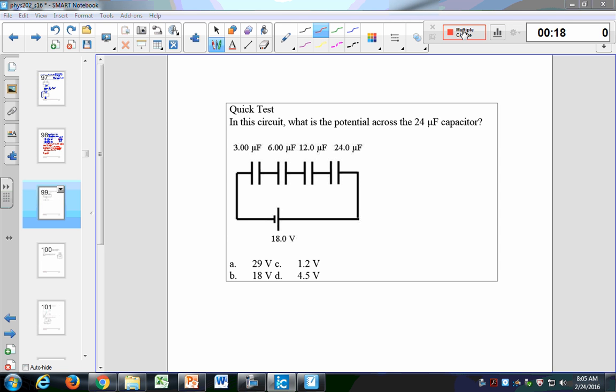As you see that 24 microfarad capacitor, think to yourself, gosh, does it have to have a bigger voltage or a smaller voltage? Because it's a big old capacitor in comparison to 3, 6, and 12. And then by what amount must it be bigger or smaller?